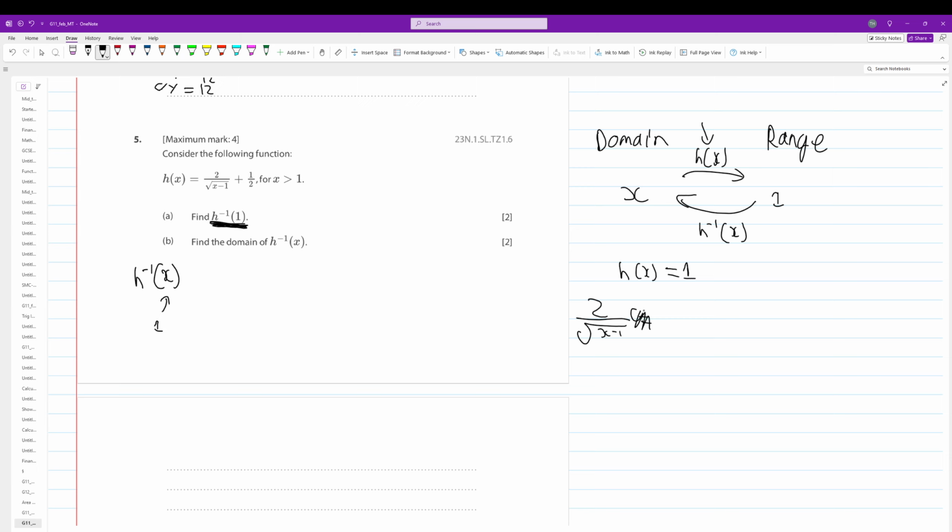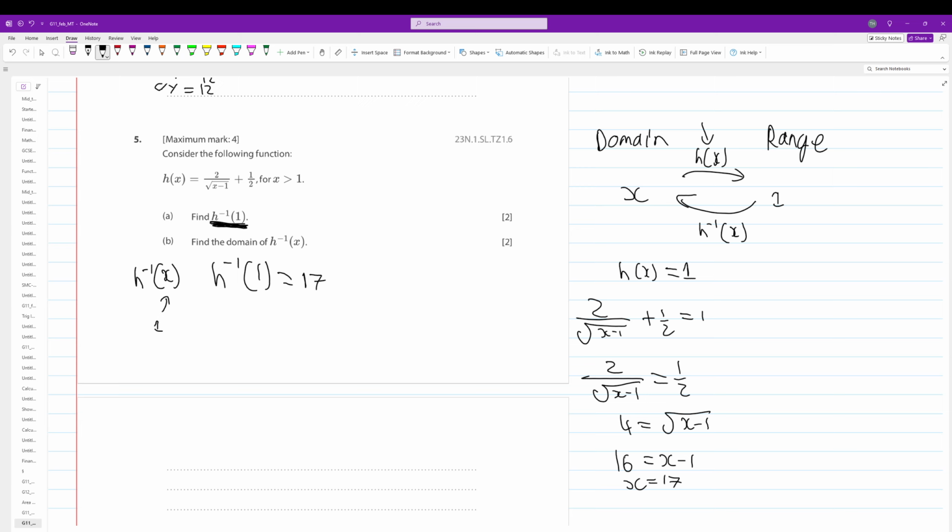So 2 over the square root of x minus 1, which is h of x, add a half, is equal to 1. This tells me that 2 over the square root of x minus 1 is equal to a half. Therefore, 4 is equal to the square root of x minus 1. Therefore, 16 is equal to x minus 1. x must be 17. So h minus 1 of 1 will give me 17.